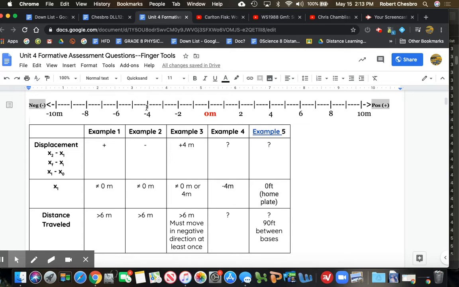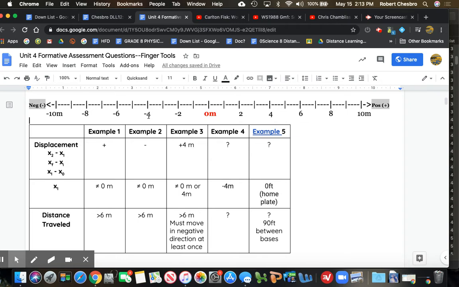Okay, you're back. So you started here, you ended there. And if you remember, I moved a total of 10 meters. So that's your distance traveled. This is your x2, negative 6 meters. This is your x1, negative 4 meters. Negative 6 meters minus negative 4 meters gives you a value of negative 2 meters for your displacement.